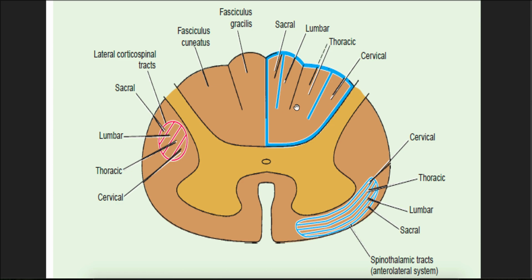When you have any spinal cord injury, you can assess which part of the body will be affected. Similarly, you have spinothalamic tracts for pain and temperature. As you can see, the deepest or innermost are cervical, and as you come laterally, the outermost will be sacral. So if you have some kind of compression in the periphery, you know that in the lower part of the body, the pain and temperature sensations will be affected.